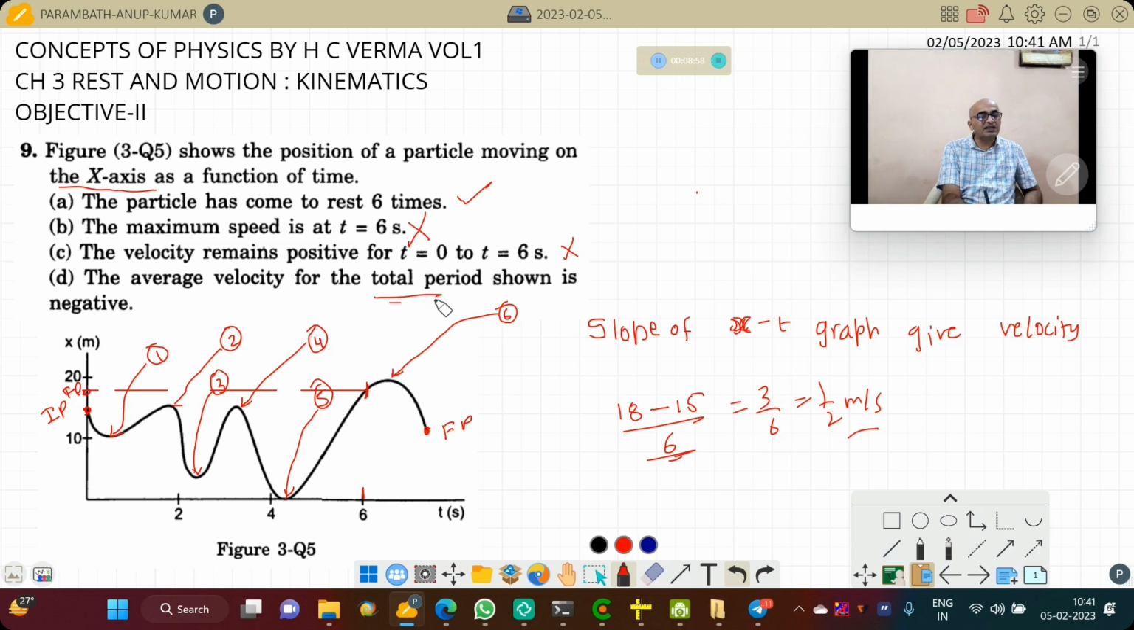So for the total period, you have to be careful. If the total period you are considering is from 0 to 6, fine. HC Verma sir's answer is correct. A is correct. But if you are considering this as the final point, then your answer is negative. Then this is not correct. Both A and D are correct. So considering only from 0 to 6, which HC Verma sir might have considered, we are putting this as wrong. Only A is correct. Okay, students? I hope things are clear to you.